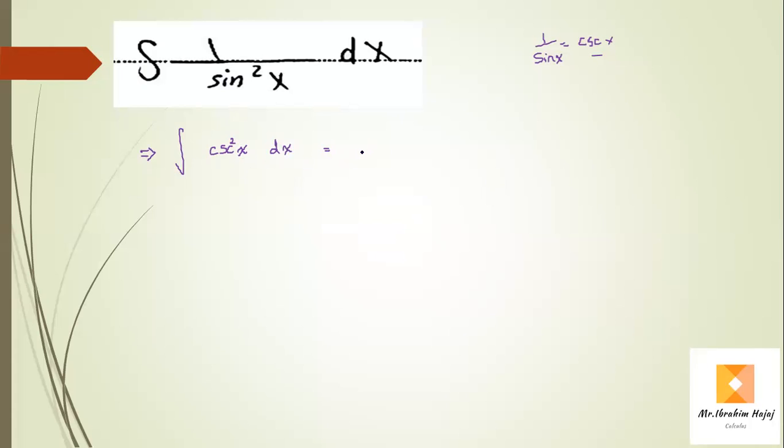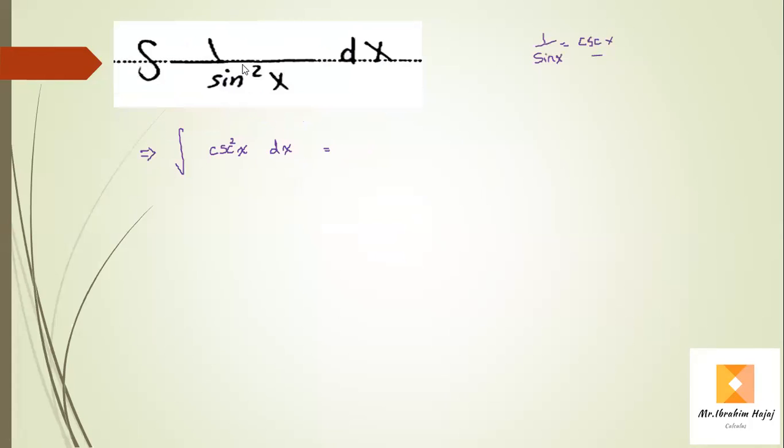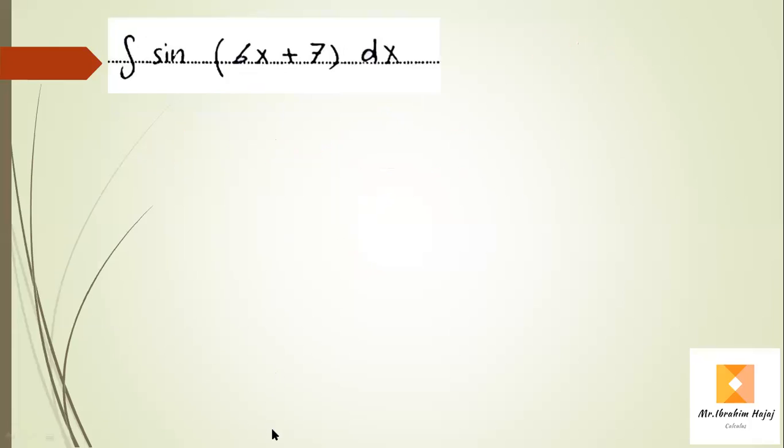we have a rule here: the integral of secant squared is tan x because the derivative of tan x is secant squared x. So now what's the integral of cosecant squared? If you remember, what's the derivative of cotan? The derivative of cotan is negative cosecant squared. So the integral of cosecant squared is negative cotangent x plus c. So my answer here is negative cotangent x plus c. Okay? Thank you. Next question.